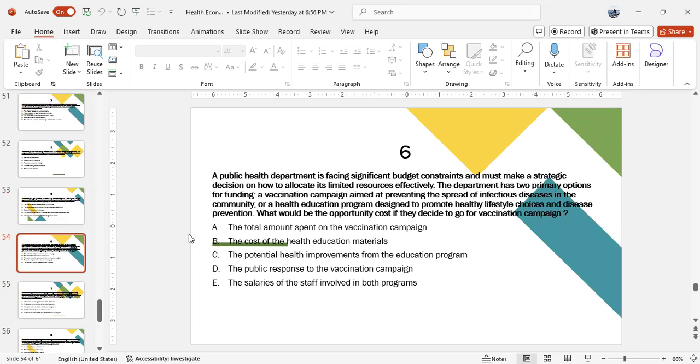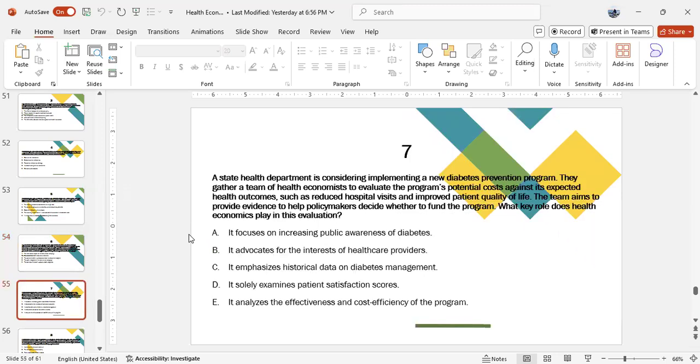A. The total amount spent on the vaccination campaign. B. The cost of the health education materials. C. The potential health improvements from the education program. D. The public response to the vaccination campaign. Or E. The salaries of the staff involved in both programs. C. The correct answer is Charlie.